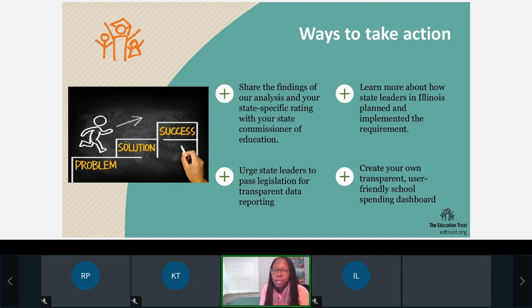And so just to recap one more time, right? States have made the investment to put these data on their report cards, and it was a lot of work. And the information that's out there has helped move the field pretty far in understanding differences in spending across schools within districts. But there's a lot of room to grow. And so some specific ways that you can advocate for improving this data in your states is to share the findings of our analysis, in particular what Illinois did. There are paths to passing legislation or creating your own tools in the interim.